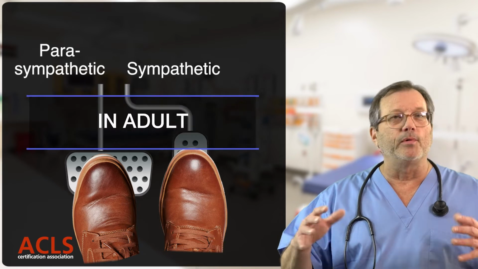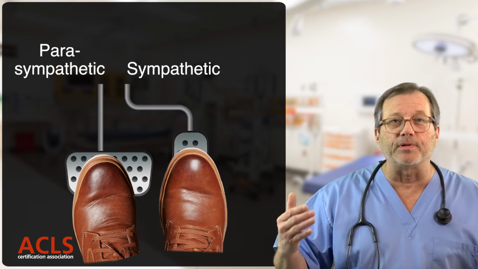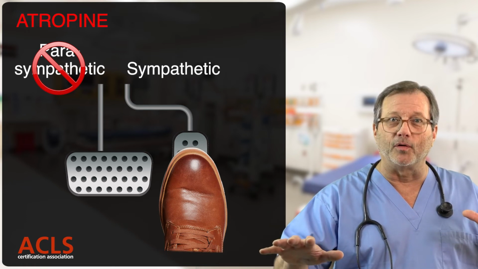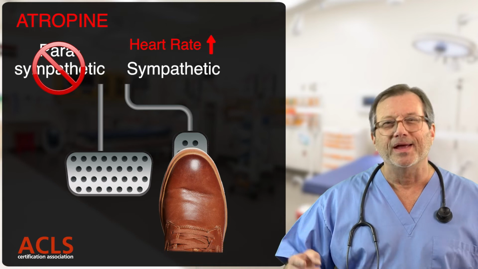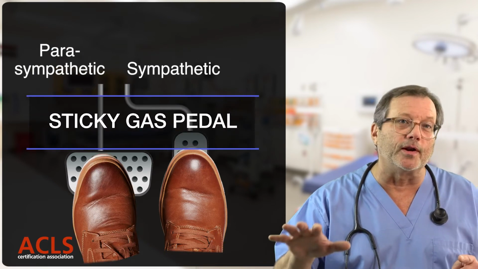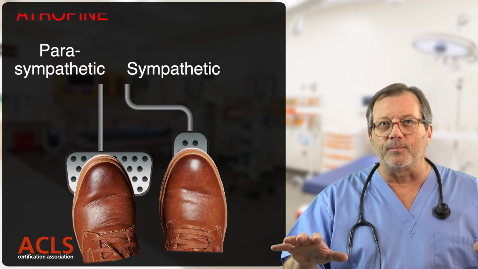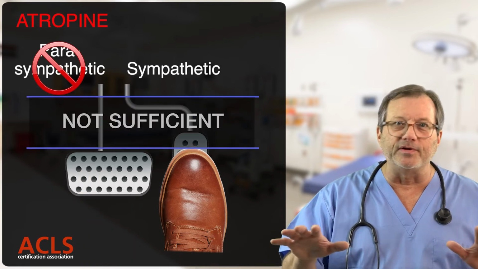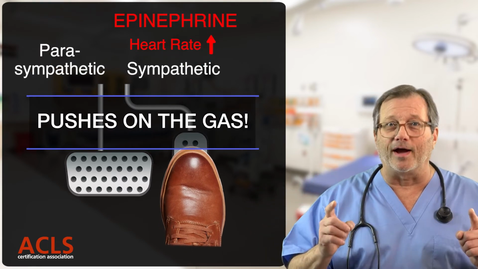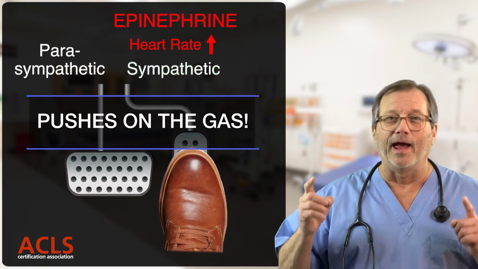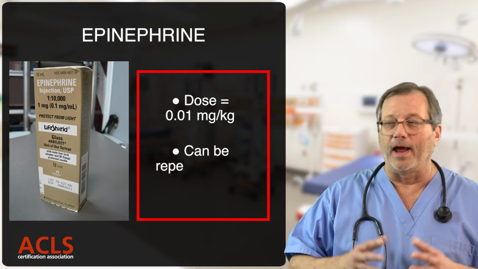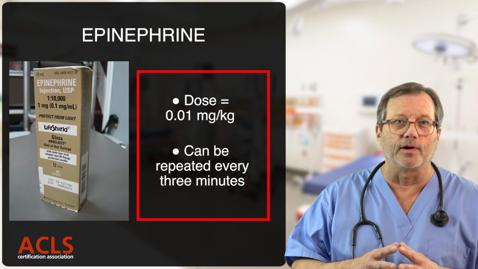In the adult, we would give a parasympathetic blocker like atropine, which takes your foot off the brake. And that leaves the gas pedal unopposed, and that'll increase the heart rate in an adult. But it's thought that kids literally have a sticky gas pedal, that underdeveloped sympathetic tone. So simply giving them atropine and taking our foot off the brake may not be sufficient to increase their heart rate. Therefore, our first drug to increase the heart rate in a child is our favorite sympathomimetic, epinephrine. The dosing, 0.01 milligrams per kilogram. And you can repeat this every 3 minutes just like you would do in an arrest.